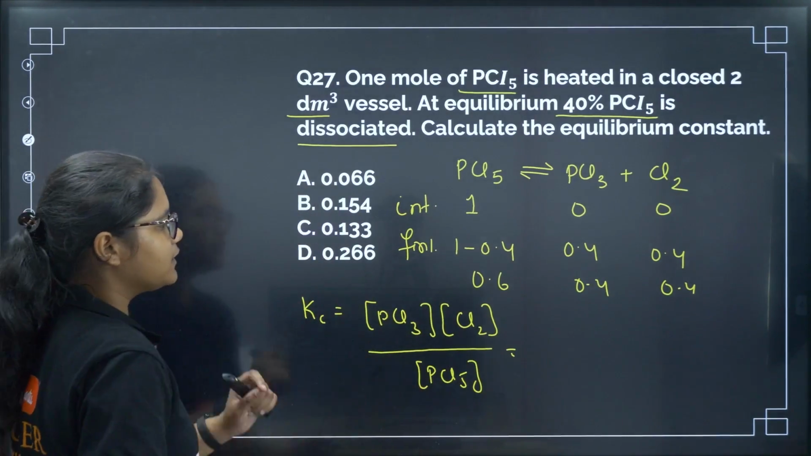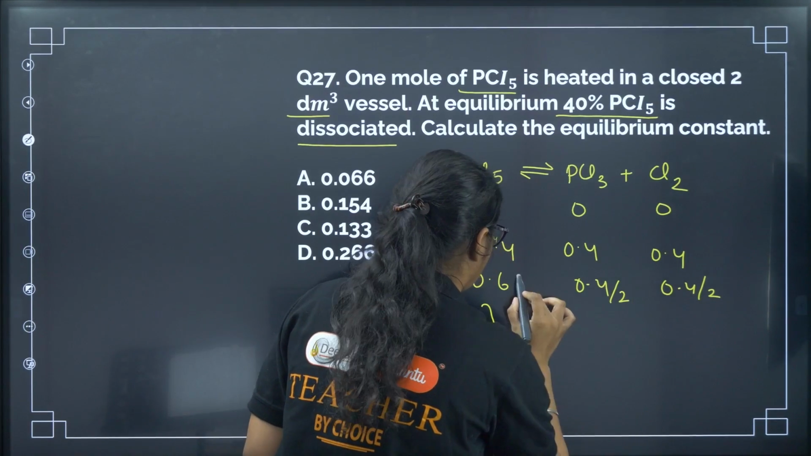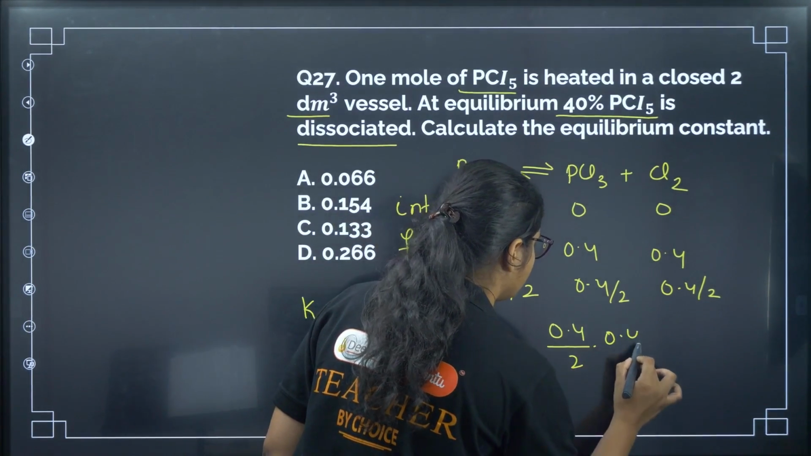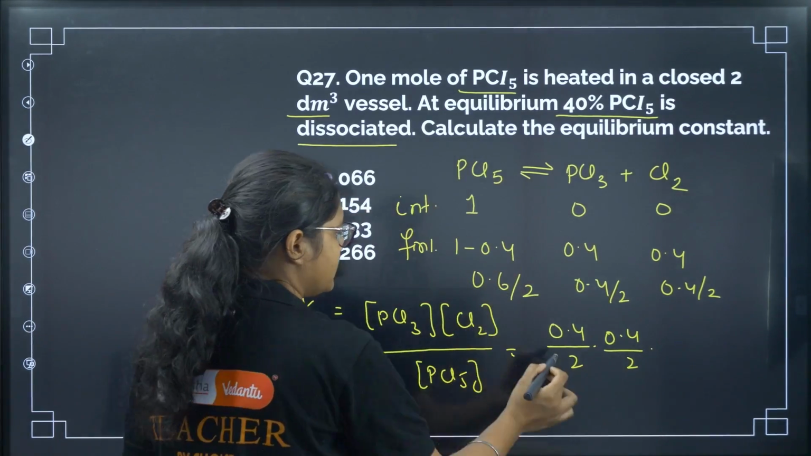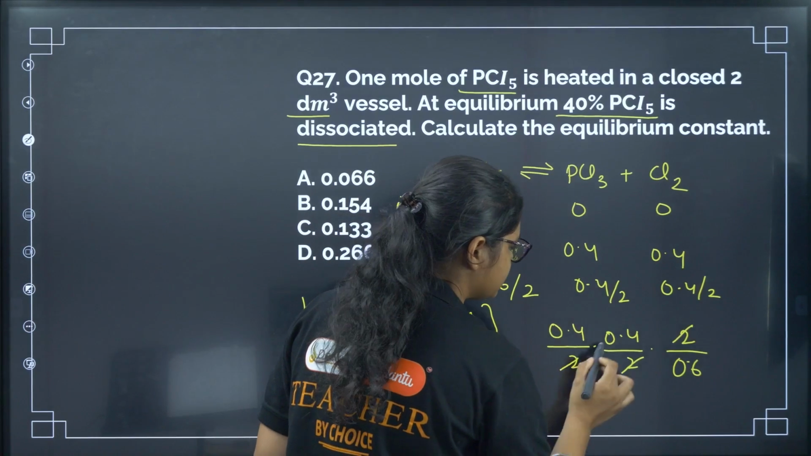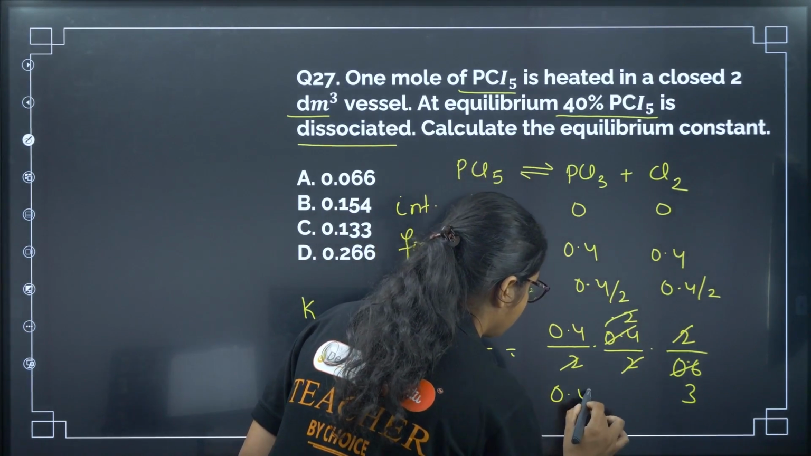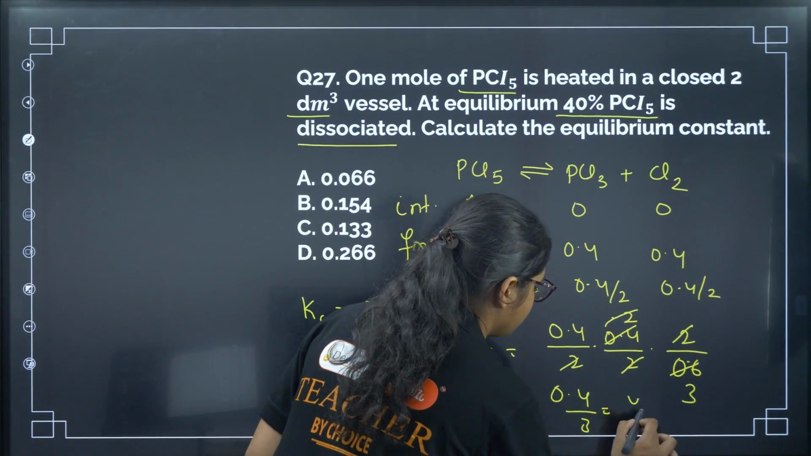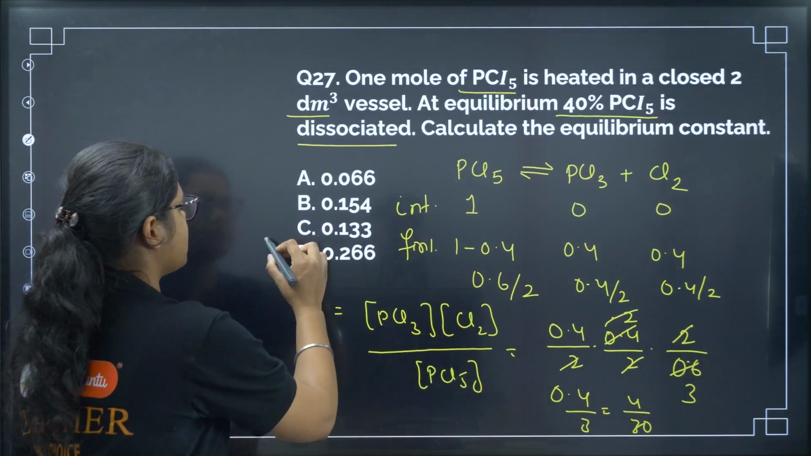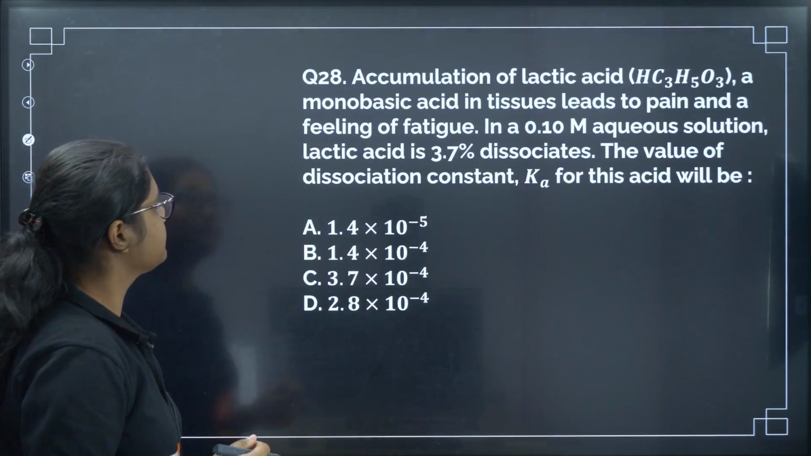So PCl3 will be equal to, so the vessel is also 2 decimeter cube, so we have to keep the volumes also. So it is 0.4 by 2 into 0.4 by 2, and then in the denominator we have 0.6 by 2, right? We can just cancel 0.2, then we have here 3, so 0.4 by 3, or we can say 4 by 30. Okay, so the correct answer here is option number C, that is 0.133. Now let us see the next question.